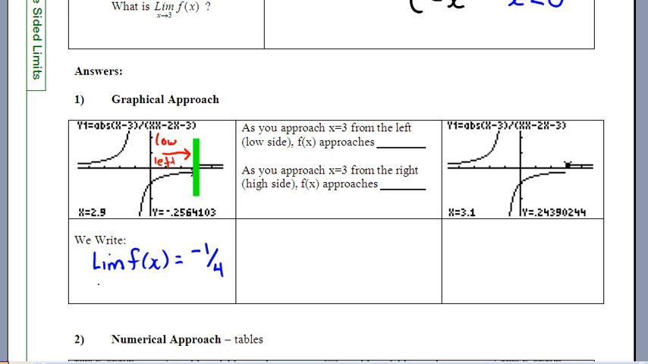And last day, we would have just said, oh, well, the x's are approaching 3. Now, that's not quite good enough. Okay, we'll talk about why in a minute. So I'm going to fix that. But let's take a look over on the higher side.